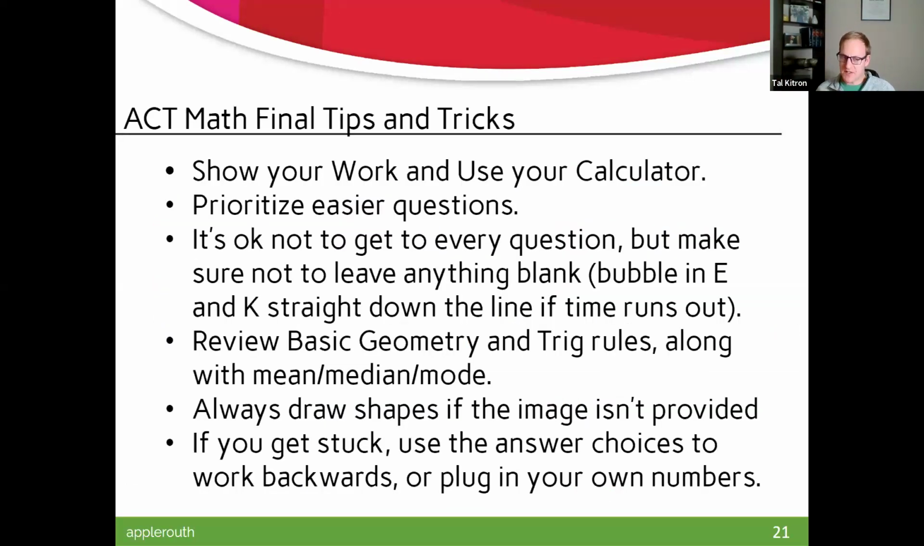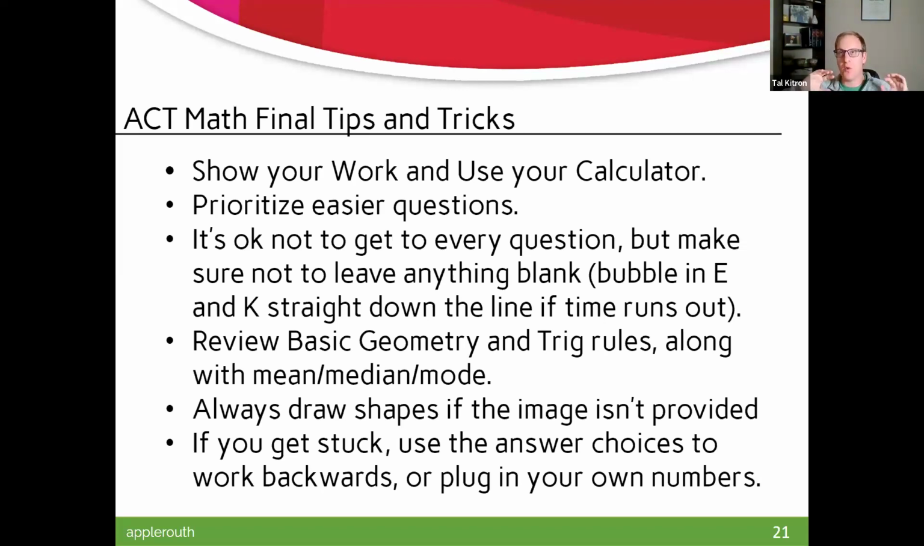Before we move into reading, let's talk final tips and tricks. So I said show your work. I really think that's intensely important, and maybe even more important is use your calculator, right? So don't just guess or do mental math. Jump around if needed, prioritize easier questions, which are usually earlier. It is totally okay not to get to every question. A vast majority of students taking the ACT do not. But don't leave anything blank. And my recommendation is bubble in the last answer choice, which is E or K, straight down the line.